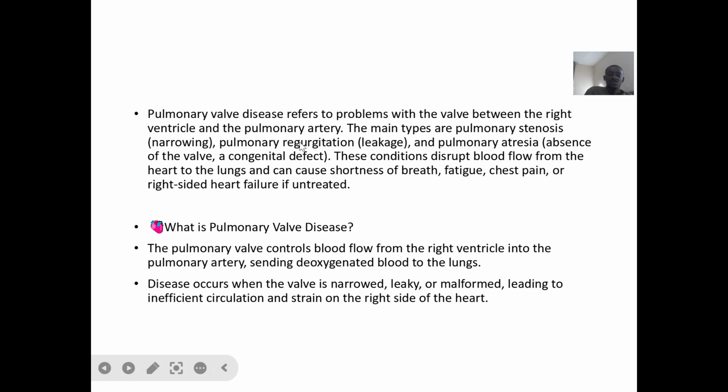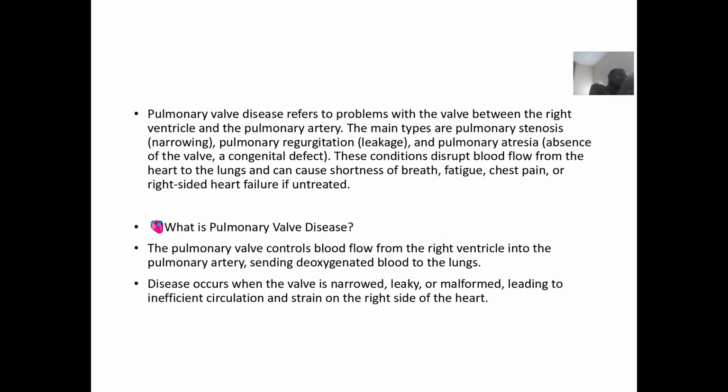Alright, so what we got here is this. Pulmonary valve disease just refers to problems with the valve. Okay, that's the pulmonary valve. Where is the pulmonary valve found? The pulmonary valve is between the right ventricle and the pulmonary artery. Do you understand? So the pulmonary valve controls blood flow from the right ventricle into the pulmonary artery. That's the valve that controls how blood enters the lung.